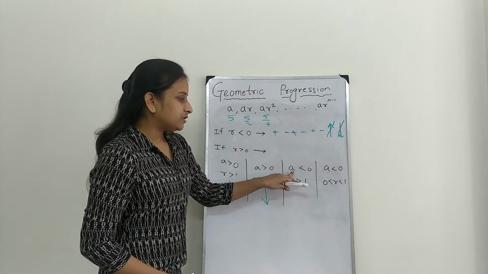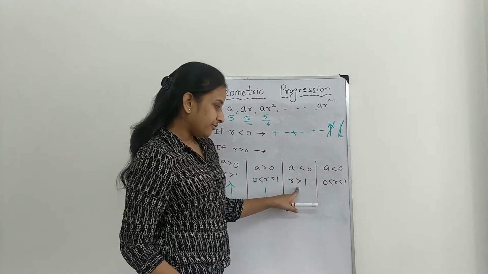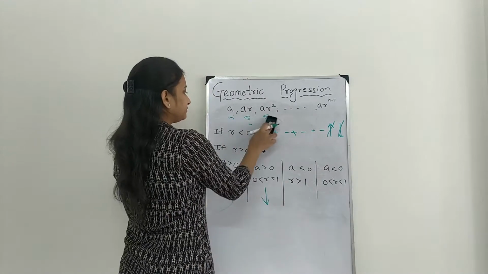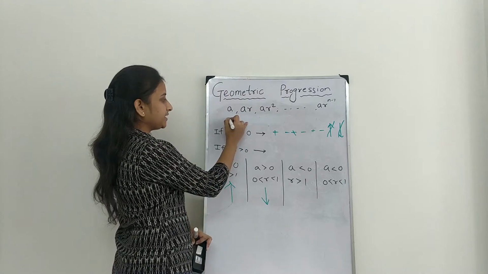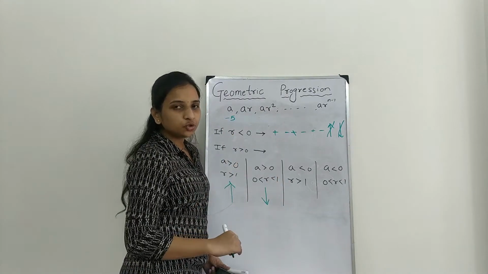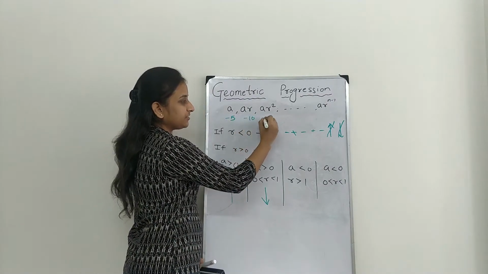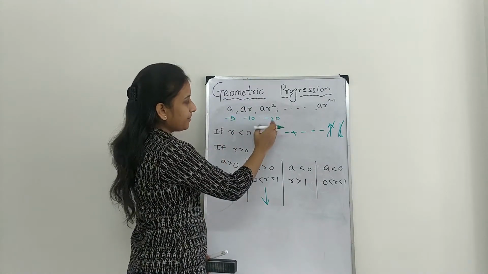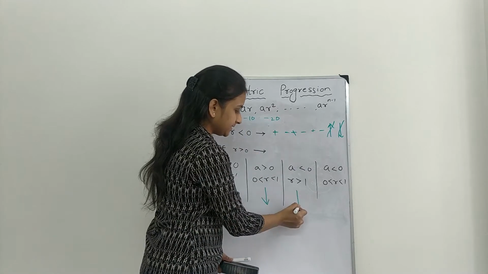Now let's look at the first term as a negative term and R greater than 1, and R between 0 and 1. So I am taking the first term as minus 5, and R greater than 1, R is 2. So the next term will be minus 10. The next term will be minus 20. These numbers are going up, but in the negative. So this series is a decreasing series.